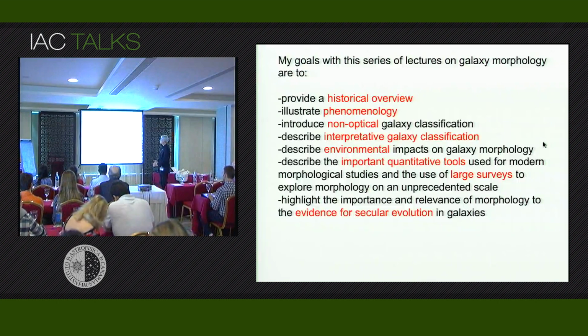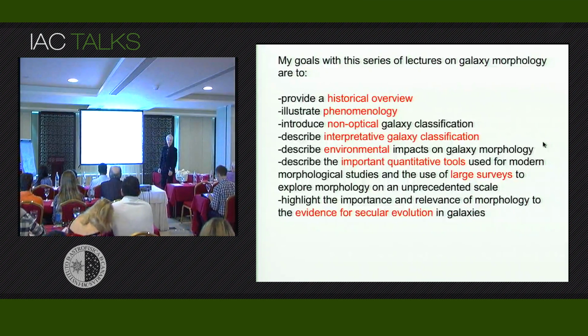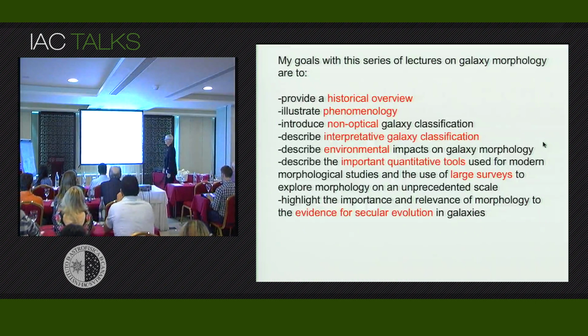Today I just want to mostly present a historical overview and illustrate the phenomenology of galaxy morphology and classification. And maybe not today, but in one of the other lectures I'll talk about non-optical galaxy classification, and also the very dangerous subject of interpretive galaxy classification, where you try to impose a theory on how you classify the galaxies. It's a very dangerous thing to do. I would like to describe environmental impacts, of course, and there's something about the quantitative tools, because ultimately you would like to have more than just descriptive morphology to interpret galaxies.